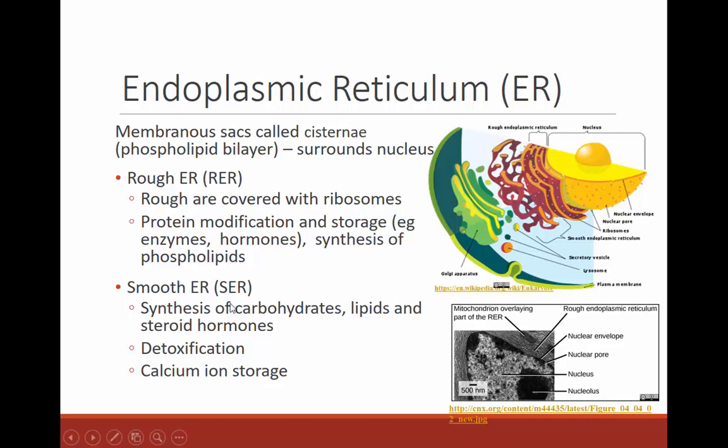Then you've also got the smooth endoplasmic reticulum. This is where you get synthesis of carbohydrates and lipids, etc. And it serves as a calcium depot as well as detoxifying different things in the cell. Now, calcium ion storage is very important because calcium is used as a signalling molecule in basically every signal in our cells.